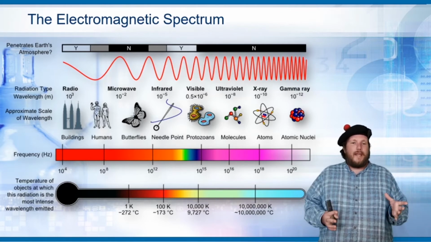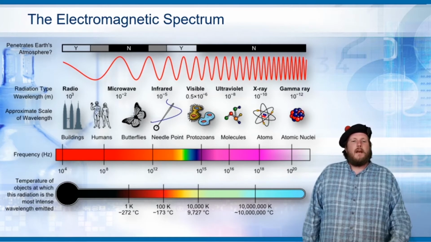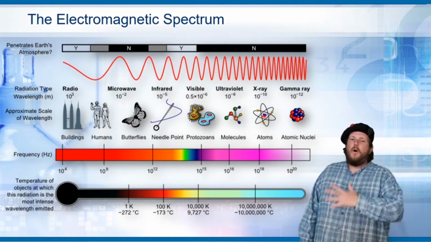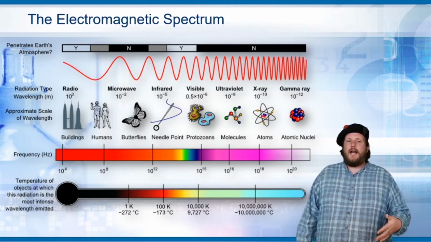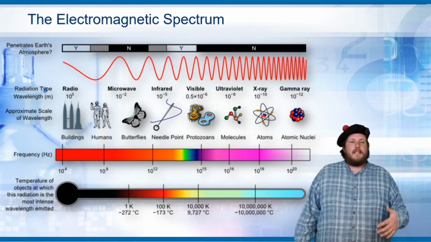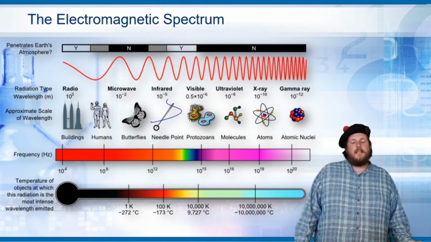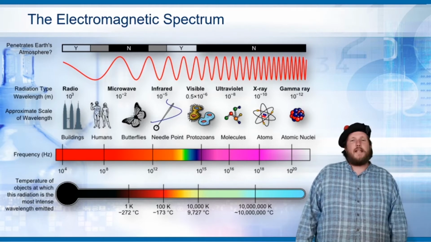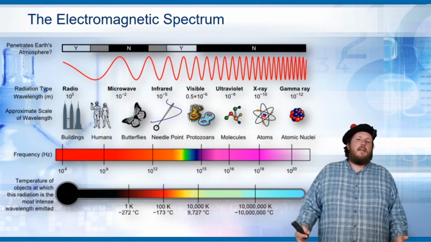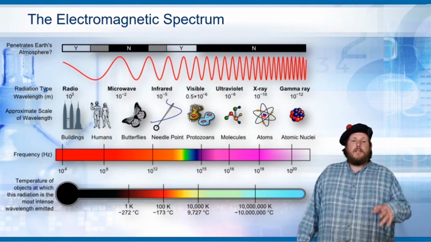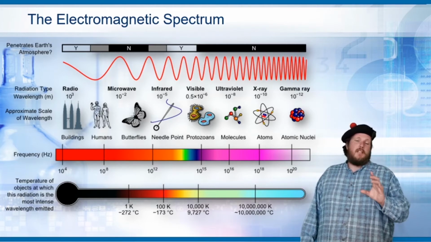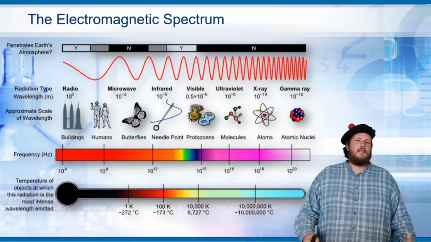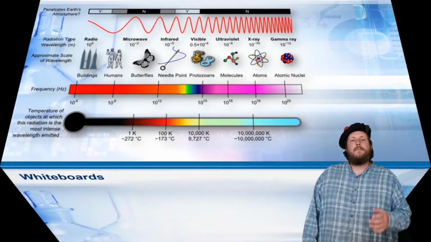Now these are all the wavelengths that we're talking about. Frequency goes from very low frequency in radio waves all the way up to gamma rays, which have a very, very high frequency, and there is the temperature of objects at which this radiation is the most intense. As you heat things up, you get black body radiation effects, which allow them to emit things that you can see. There is a point where you can see visible light in the temperature ranges. If you heat things up, they start to glow. This is because of the black body radiation effect.